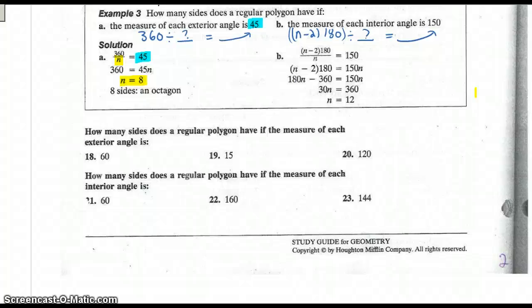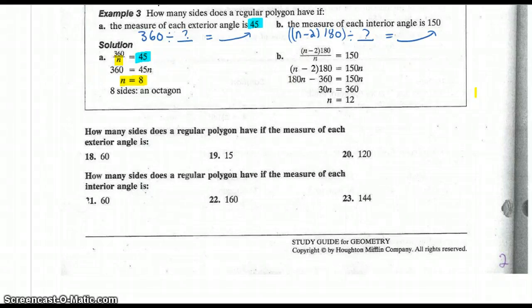So where we left off in the last recording was trying to determine the number of sides of a polygon if given the measure of one exterior or one interior angle. Because the polygon's regular, all of the interior and all of the exterior angles of these figures are all the same. So if given one, we can make a generalization about all the others.